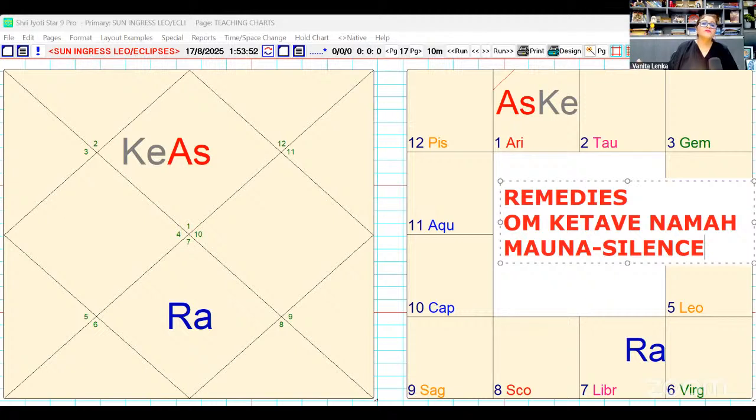If it is Taurus, wear a white sapphire. If it is Gemini, wear an emerald. If it is Cancer, wear a pearl. If it is Leo, wear a ruby. So on and so forth, because then the signs will be repetitive only.